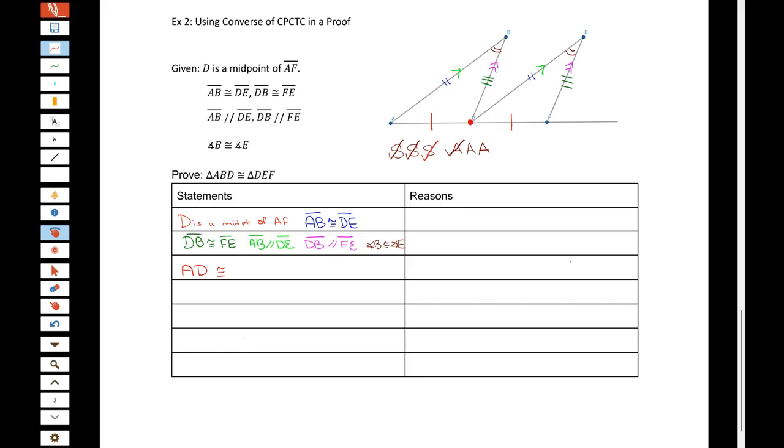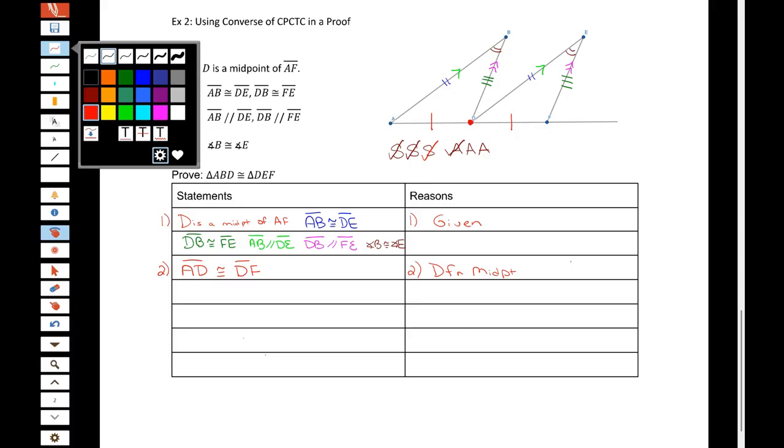AD, oh, I forgot to put, this we'll call step 1 because I'm using 2 lines. I'm definitely going to number my steps. Okay, so AD is going to be congruent to DF. That goes in order of matching parts because I'm going from the acute to the obtuse, the acute to the obtuse by definition of midpoint.